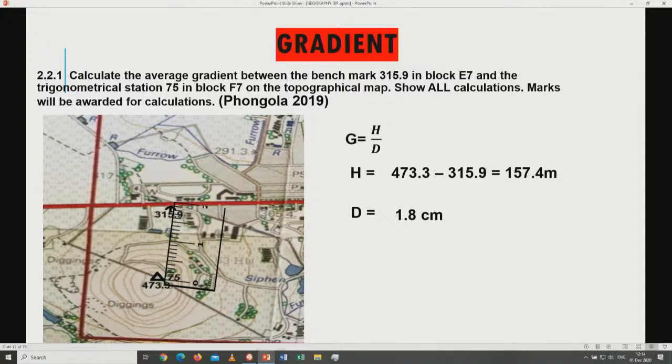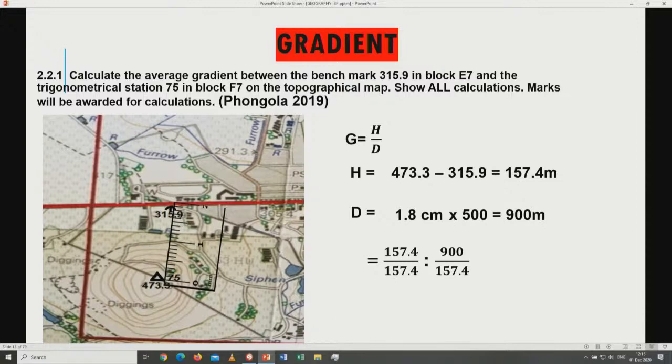How do we convert it? Remember our scale, we said if we measure distance on a topographical map and we want to convert it to meters, we multiply by 500. Then when you say 1.8 times 500, you get 900 meters. The following step in our steps, remember we have to have steps here, says you must divide the height by the height and then divide the distance by the height so that you end up with an answer of 1:2 something.